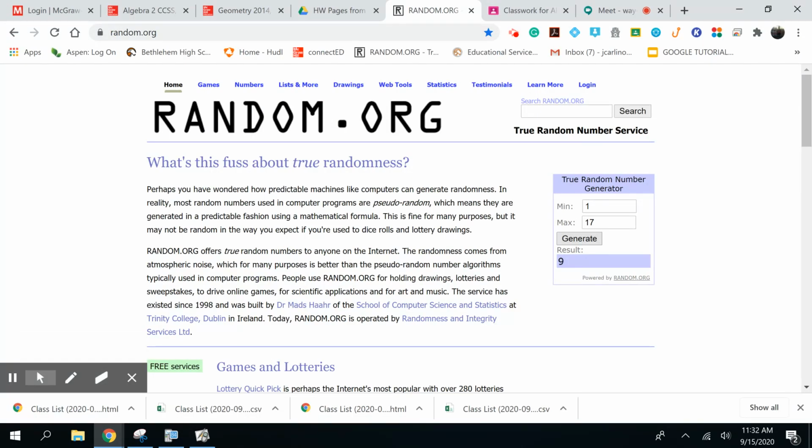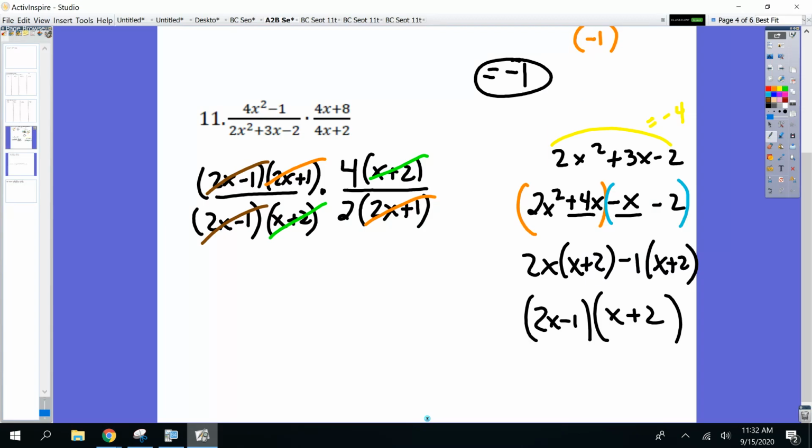Hunter, here we go. What's left on top? 4. And on the bottom? 2. You guys are in big boy, big girl math. I'm not going to accept that. 2. 4 divided by 2 is 2.